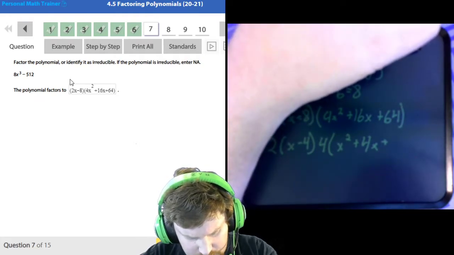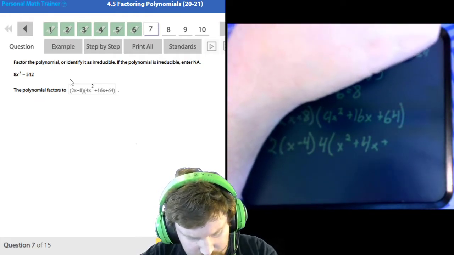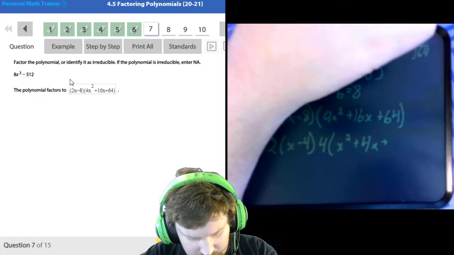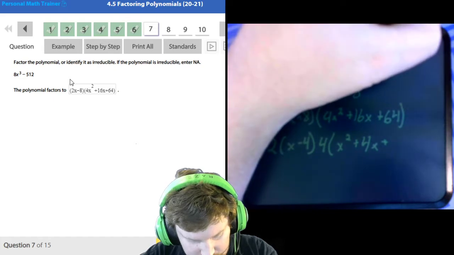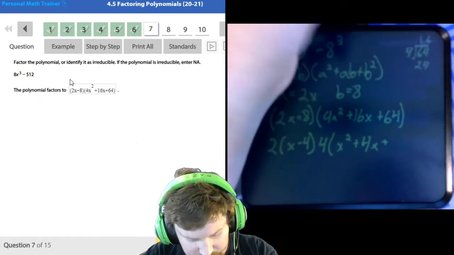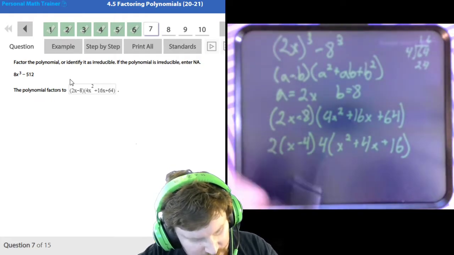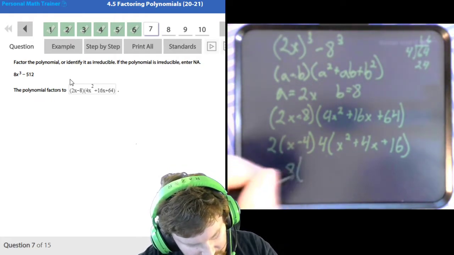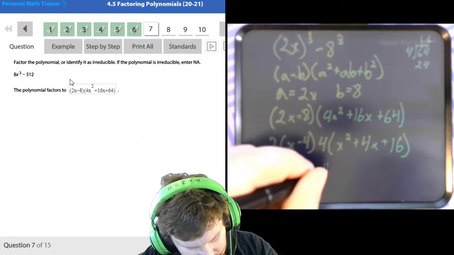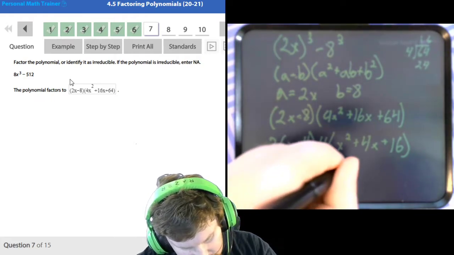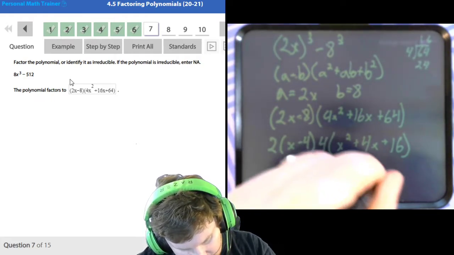64 divided by 4. There's a 1. 16. Duh. So that means 2 times 4 is 8. So I have 8 times x minus 4, x squared plus 4x plus 16.